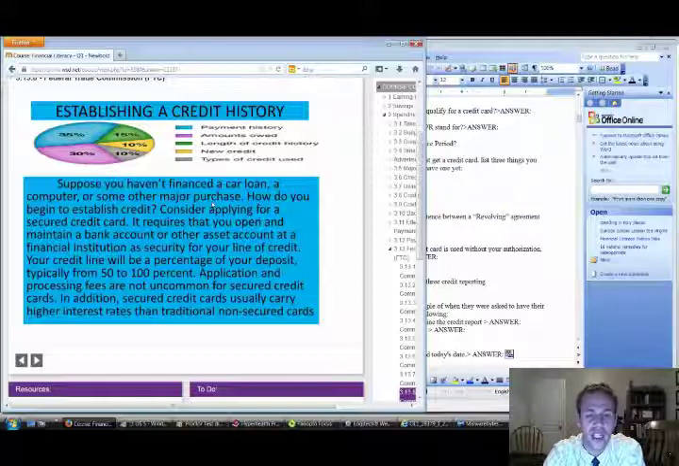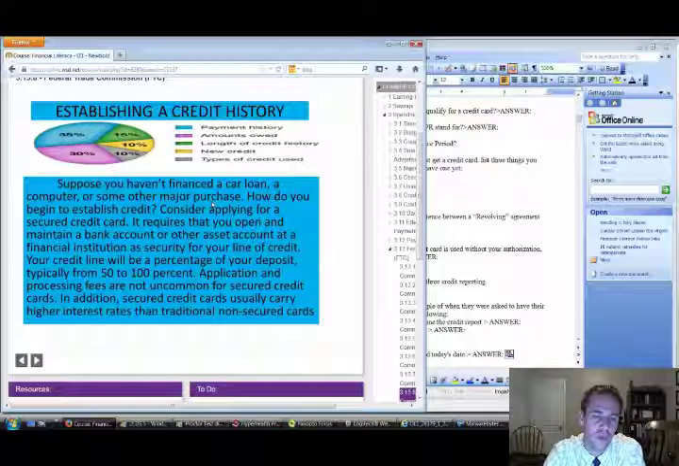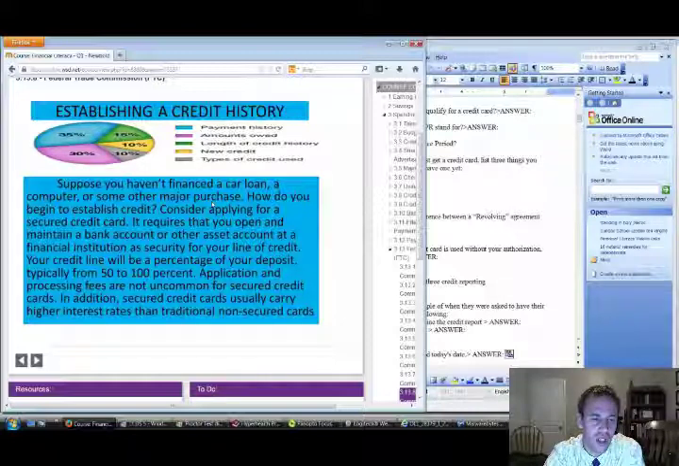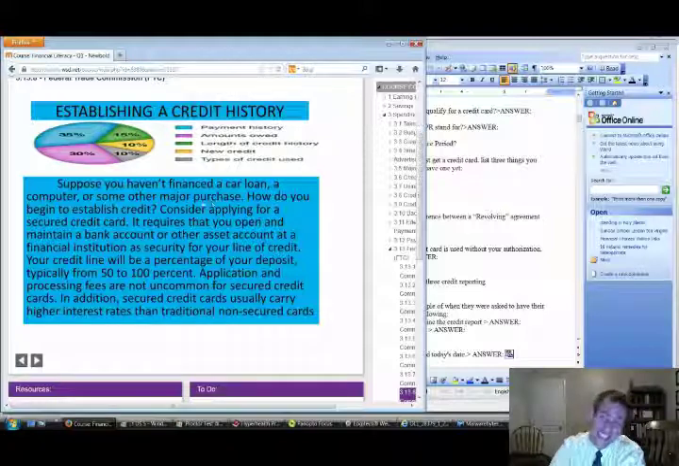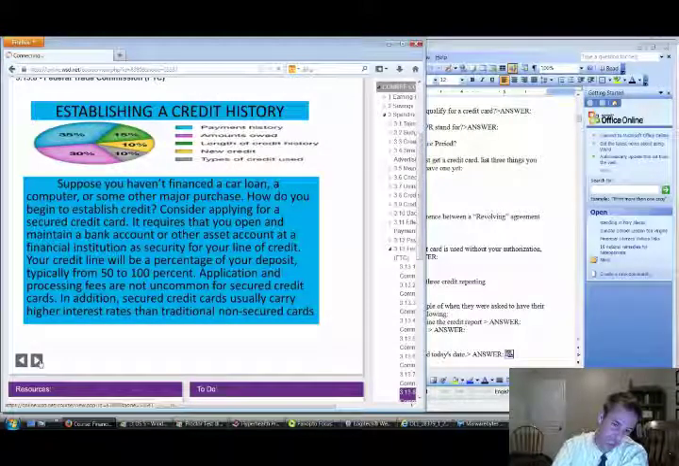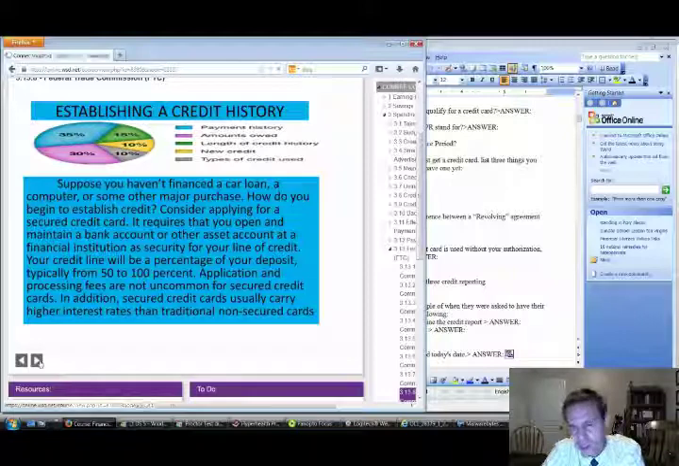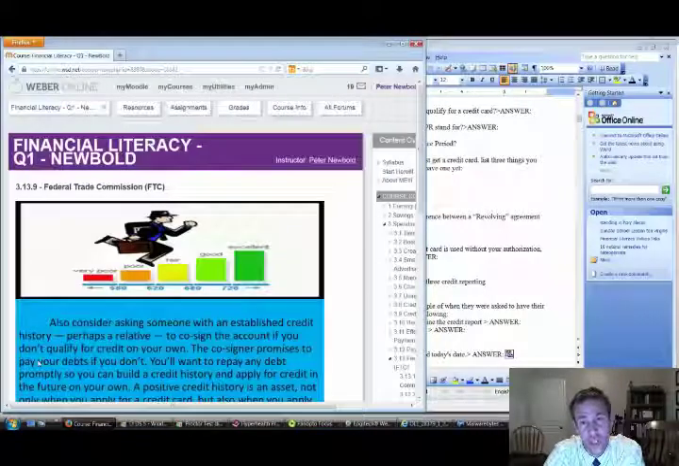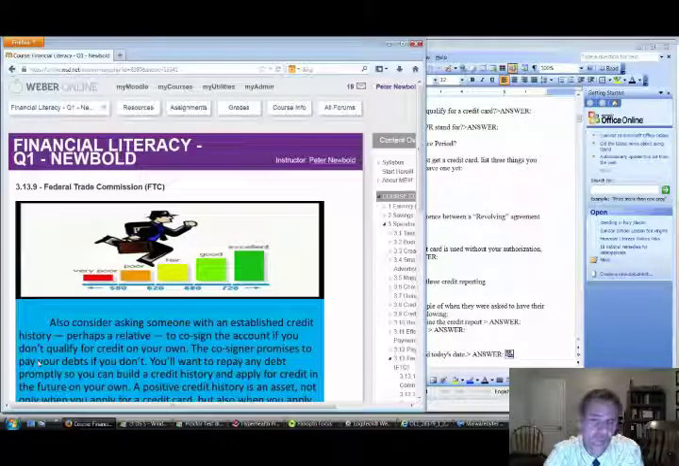Okay, so you can get like a line of credit from your bank account. That's a good way to start. That's a safe way to start off. I definitely recommend that. Application and processing fees are not uncommon for secured credit cards. In addition, secured credit cards usually carry higher interest rates than non-secured credit cards. Basically, that's all you're doing in this homework assignment. Just going through each one of these and answering each of those questions.